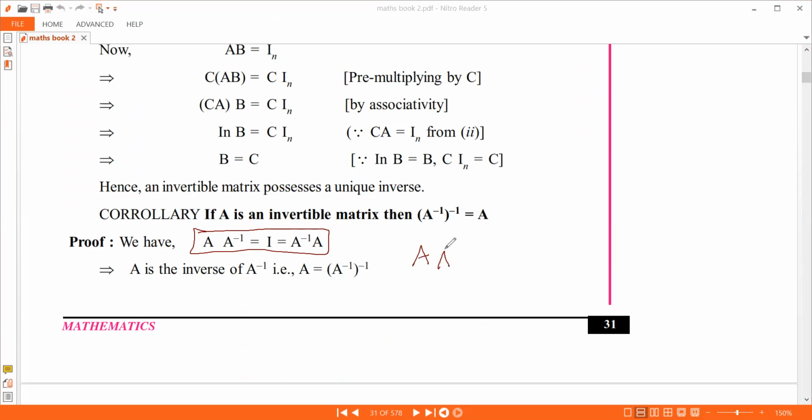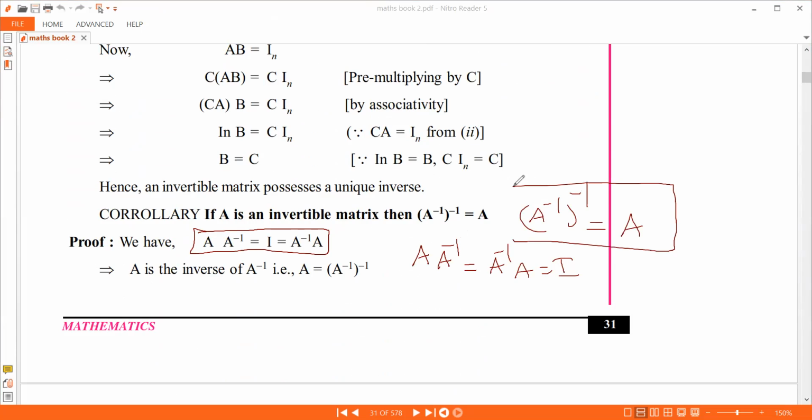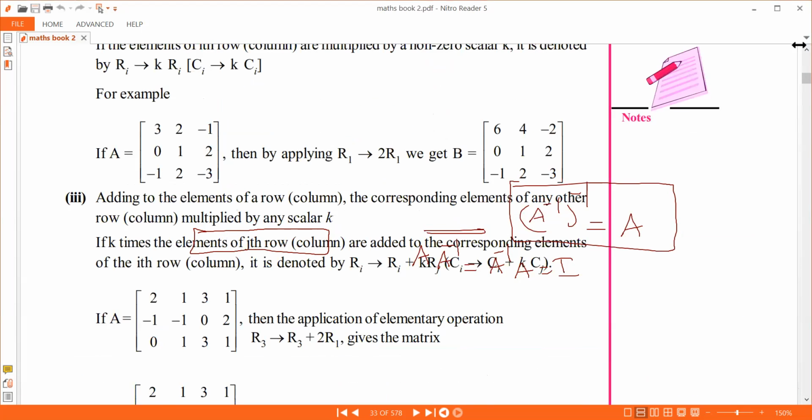A into A inverse is equal to A inverse into A, that is equal to I. And if you take double inverse, that means A inverse, whole inverse, if you invert it twice, you get back your A. These are the fundamental rules of inverse. Okay? So these are the two things which you can remember. Oh, it went really too fast, I think.